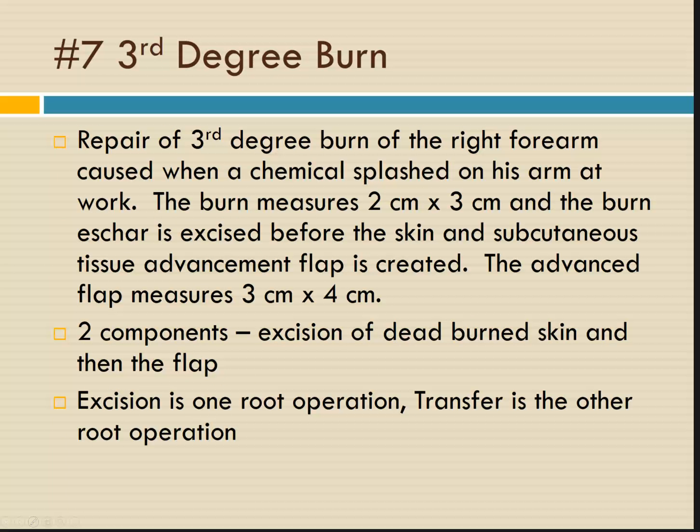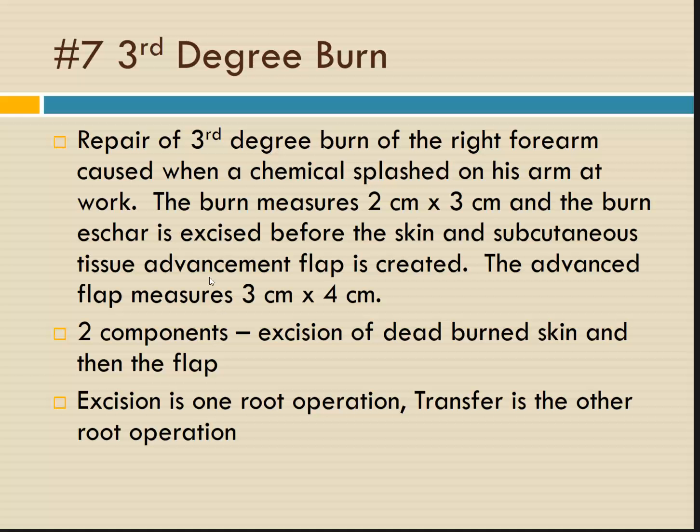The next one is a patient who has a repair of a 3rd-degree burn of the right forearm caused when he had a chemical splash on him at work. The burn measures 2 by 3, and the burn scar is excised before the skin and the subcutaneous tissue advancement flap is created. The advanced flap is 3 by 4 centimeters.